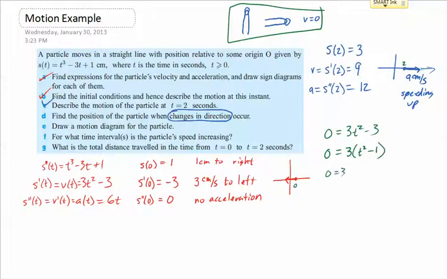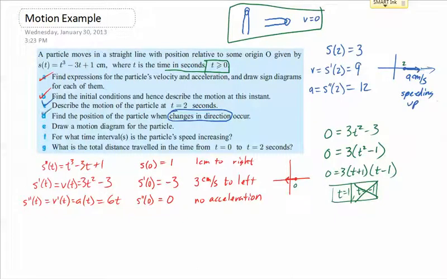And then we can go 3 times (t plus 1)(t minus 1), and so therefore t equals 1 and t equals negative 1. So those are the 2 points in time when I change direction. One of them is at 1 second, which then I changed going to the right. The other one was before that at time negative 1. Okay? Now, of course, here it actually says that my domain is t greater than or equal to 0, which means we get rid of this one, so it's only that one change in direction.